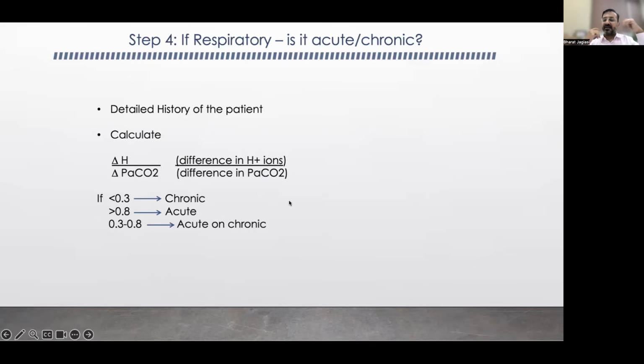So, understood: step 1 is validity. Step 2 is look at the pH, that is acidemia or alkalemia. Step 3 is look whether it's a respiratory component or the metabolic component. And if it is a respiratory component, you have to look into whether it's chronic or acute. How do we do it? Look at delta H and delta PaCO2, the difference in hydrogen ions and the difference in PaCO2. If it's less than 0.3, it's chronic. If more than 0.8, it's acute. If somewhere between 0.3 and 0.8, it's acute on chronic.